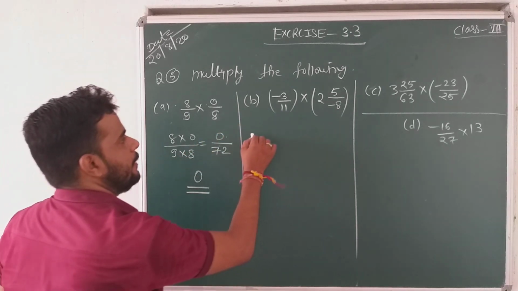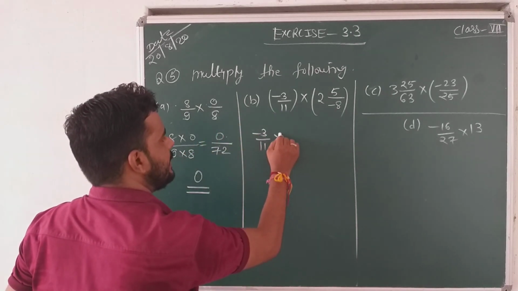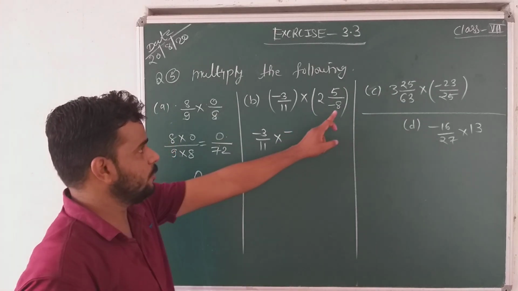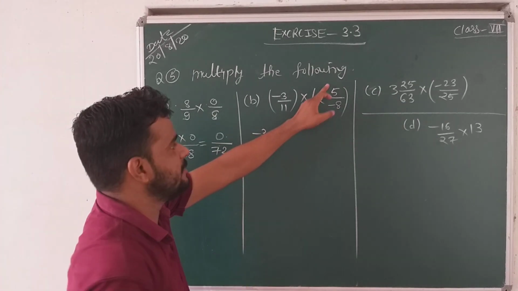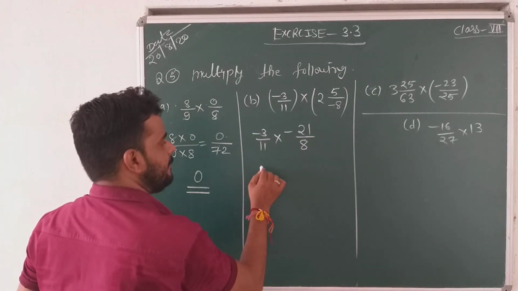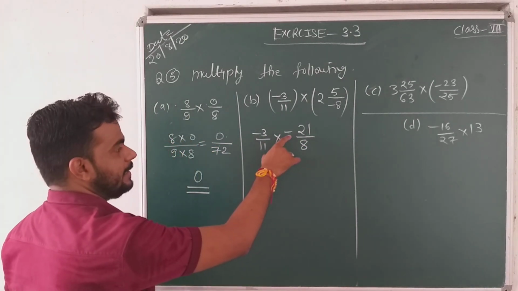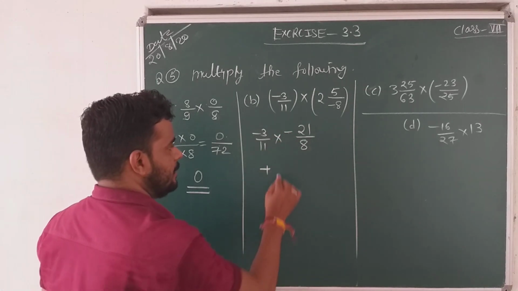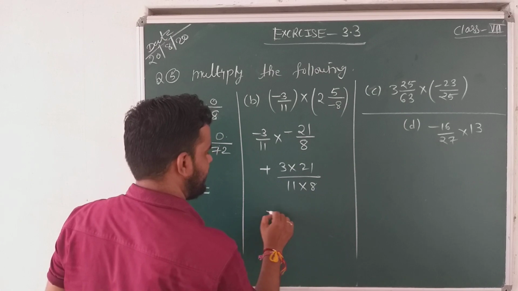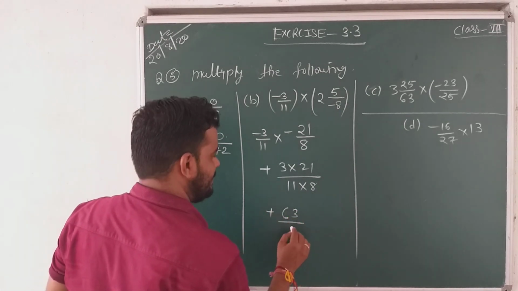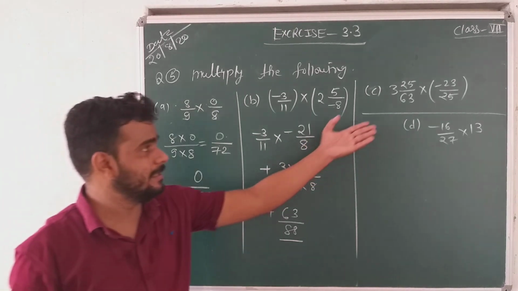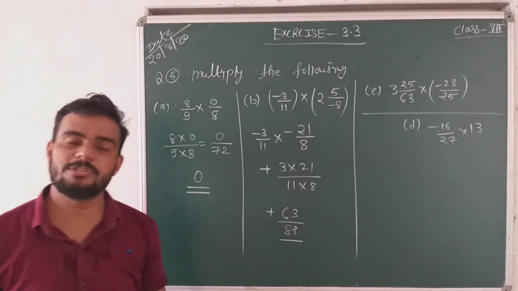Okay, so next, negative 3 by 11 multiply negative 2 and 5 by 8, which we can write as negative 21 by 8. Negative multiplied by negative is always positive. So 3 multiply 21 and 11 multiply 8, so the result is positive 63 by 88. Like this you have to solve C and D, both are your homework.